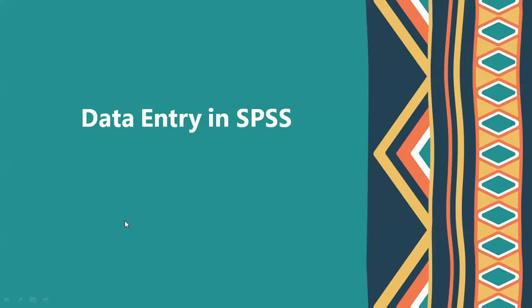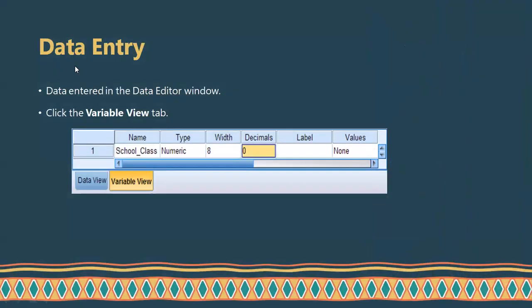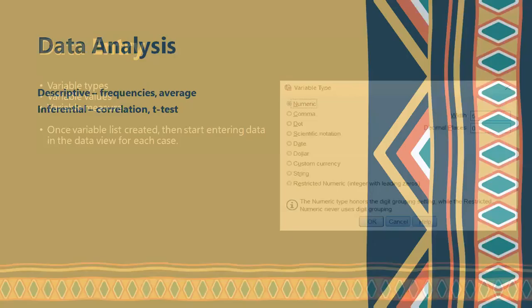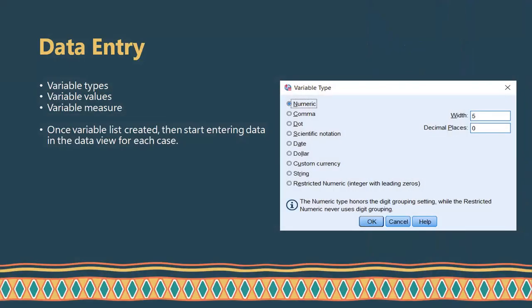Now we will be focusing on data entry, which I think would be useful for you all. In data entry, like I said, we enter the data in the data editor window. You enter the data starting with the variable tab. Let me quickly show you. There are different variable types, values, and once you are done with entering the variables, you will go to the data view to enter the cases. Now, let us do a little bit of data entry first.